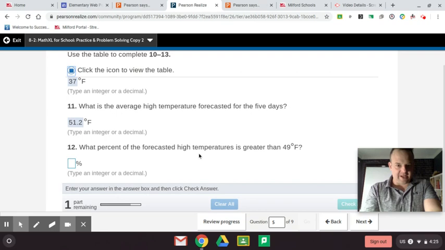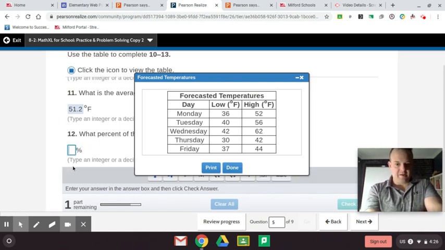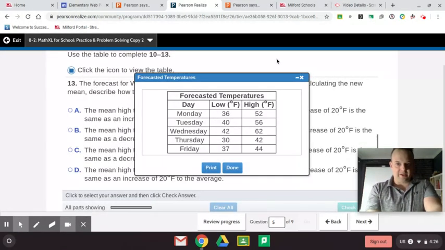What percent of the forecasted high temperatures is greater than 49? High temperature greater than 49. Okay. That one's greater than 49. That's greater than 49. That's greater than 49. These aren't. So 3 out of 5. 3 out of 5 is 60%. Okay, so we got that.